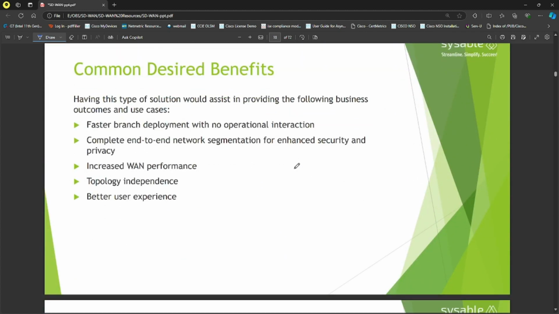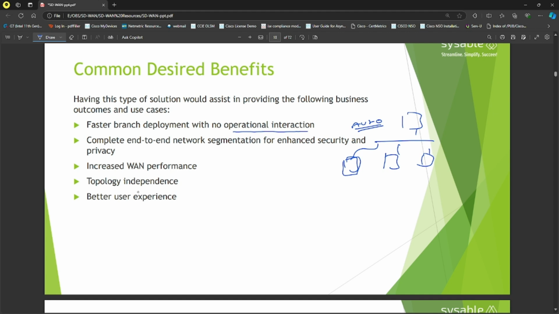Now, common desired benefits: faster branch deployment with no operational interaction. That means if there is already a network in place, when you add a new device, you should not have much problem. Traditionally, you have to configure this device via the CLI, and again you have to make sure that all the branches are able to communicate with these branches. So a lot of manual work. We don't want to do that manual work. We want a solution which can have automation.